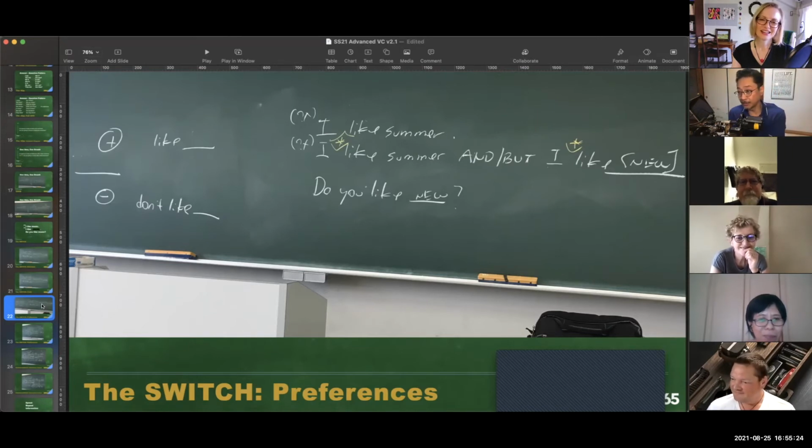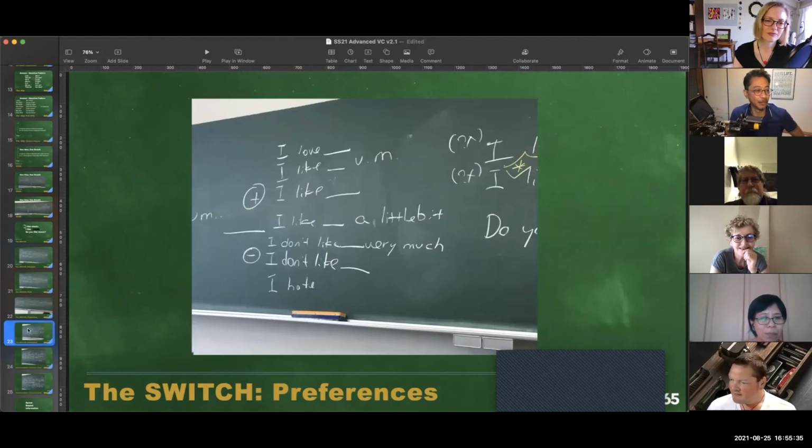Did you want to try this? Do you guys want to try this? It's harder than it looks. No, because it's harder than it looks. Okay, but any questions at this point? Okay, so let's keep going.